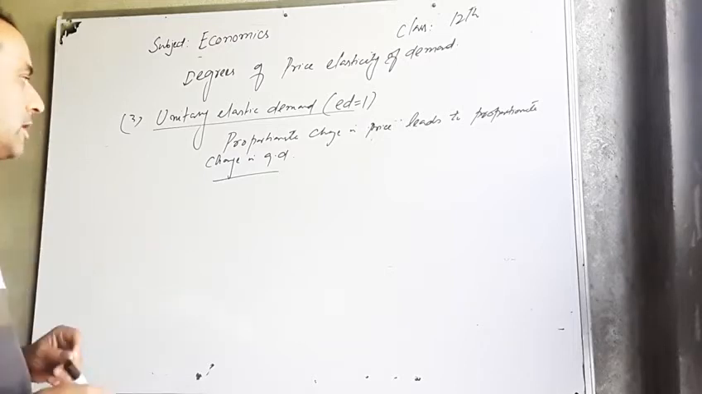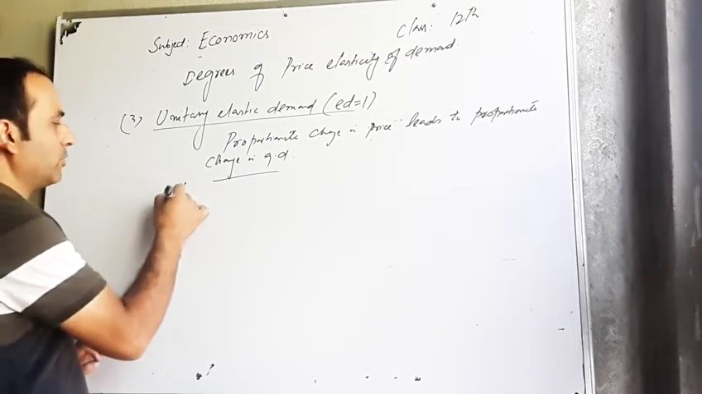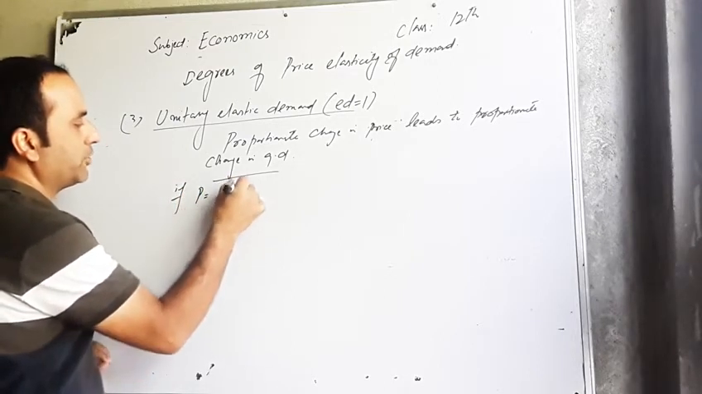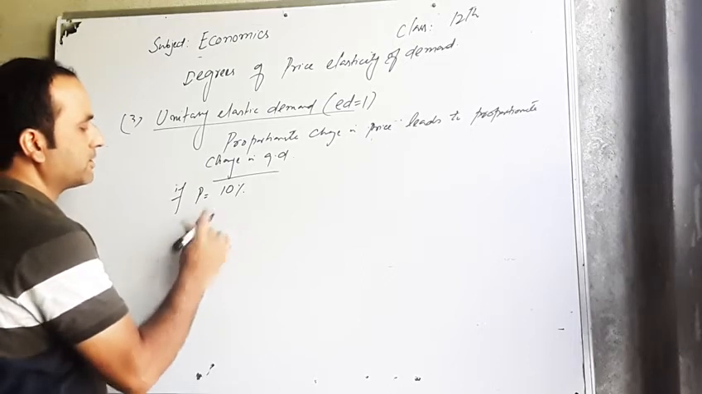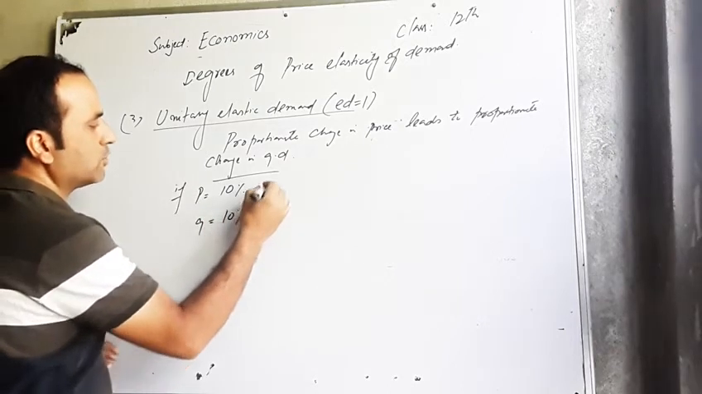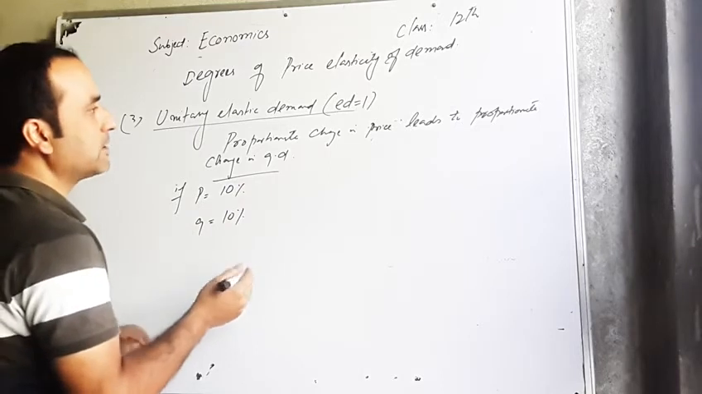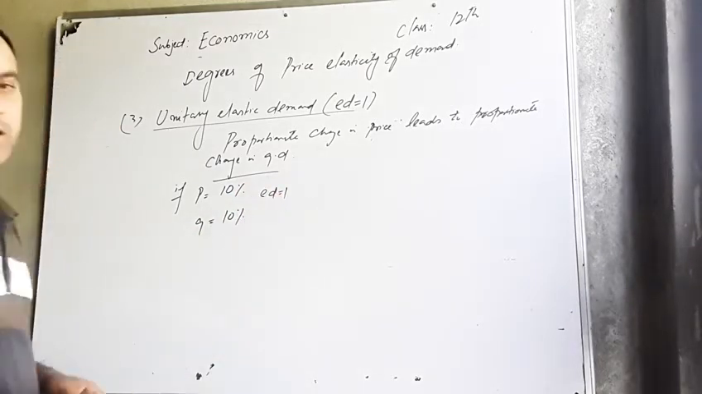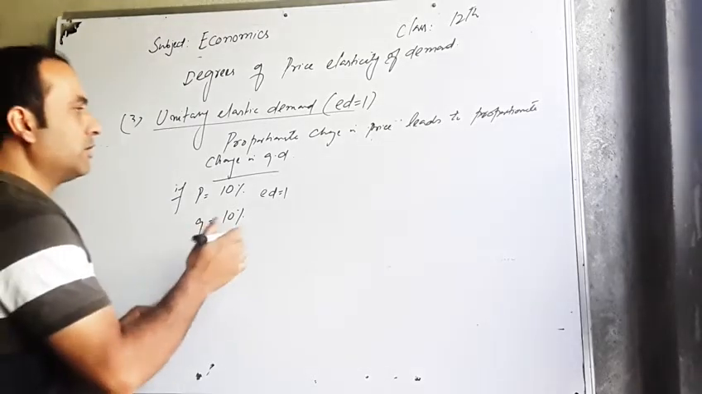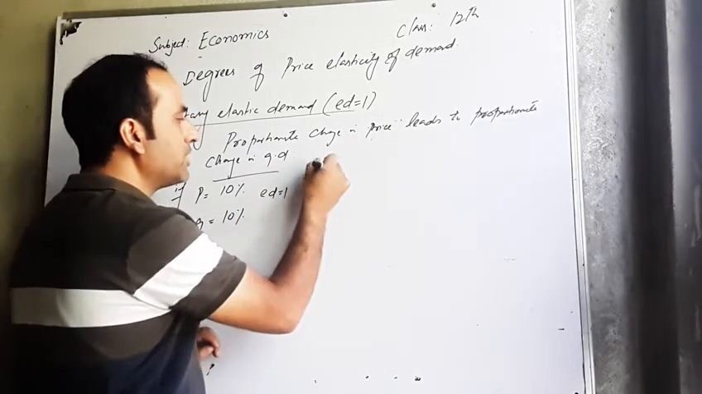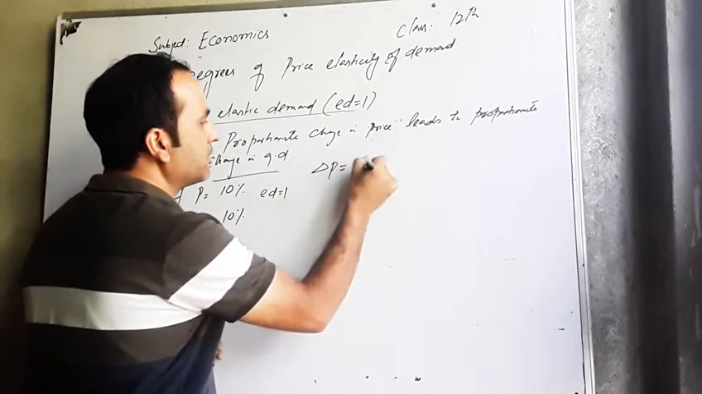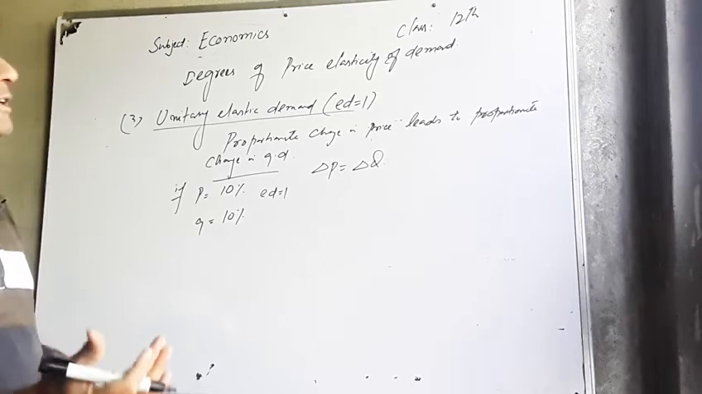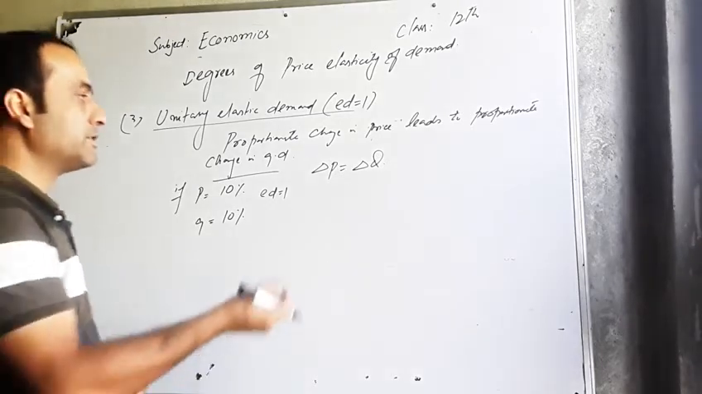That means if, for example, change in price is suppose 10% and change in quantity demand is again 10%, so we will say that elasticity of demand is equal to 1. That is unitary elastic demand. So here under this unitary elastic demand, change in price is equal to change in demand. So whatever is the change in price is exactly the change in demand.